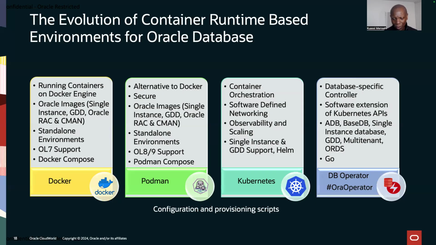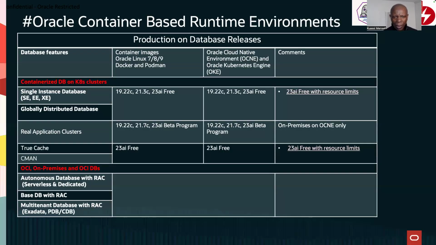Right? So you need an operator. So these are the evolution of Oracle support for containerized databases. You can see the version, containerized database 8, and the Kubernetes cluster support for single instance, globally distributed, True Cache, CMAN (connection manager). Then you have OCI, where you have the autonomous database, and you have RAC. You have the base DB with RAC, and you have multi-tenant database with RAC supporting Exadata, PDB, CDB.